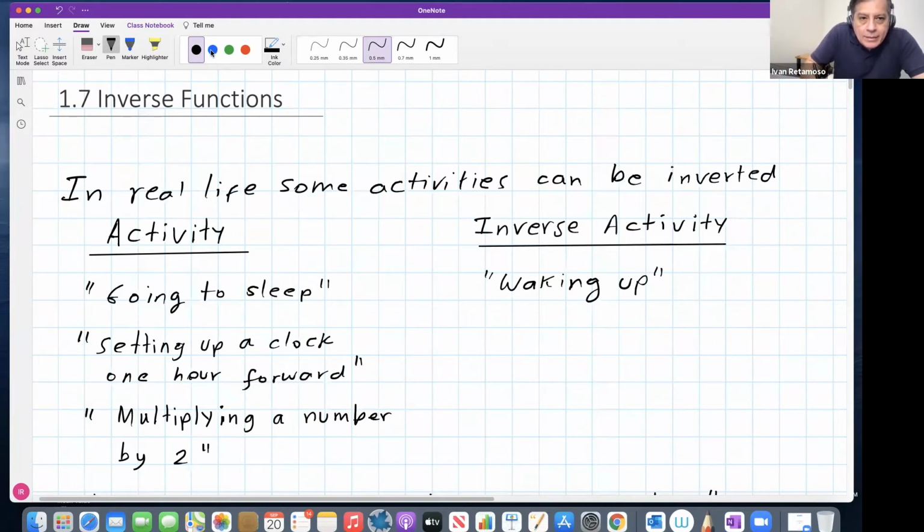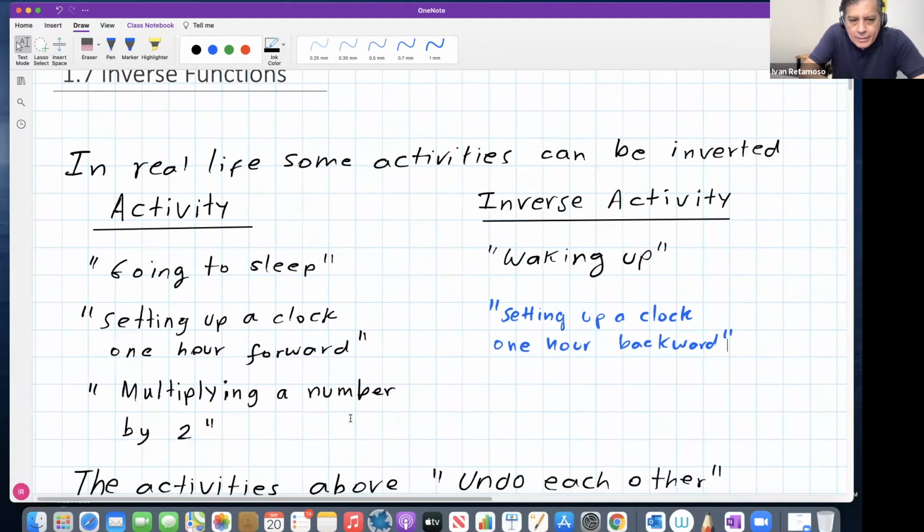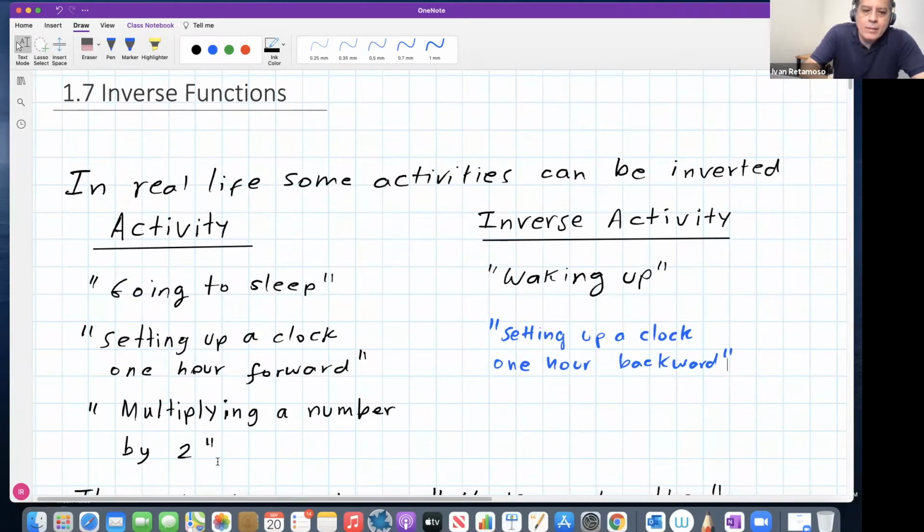So let's write it out, right? Setting up a clock 1 hour backward, right? Very good. Now, as you can see, these two activities undo each other, right? Now let's consider this third activity, multiplying a number by 2, doubling a number. Anyone could say or write in the chat what could be another activity that will undo this activity?